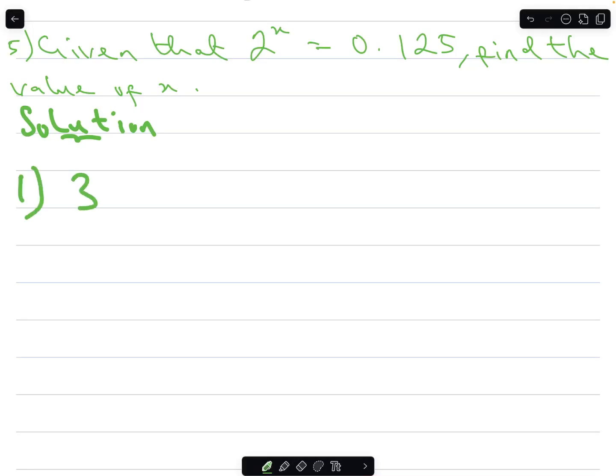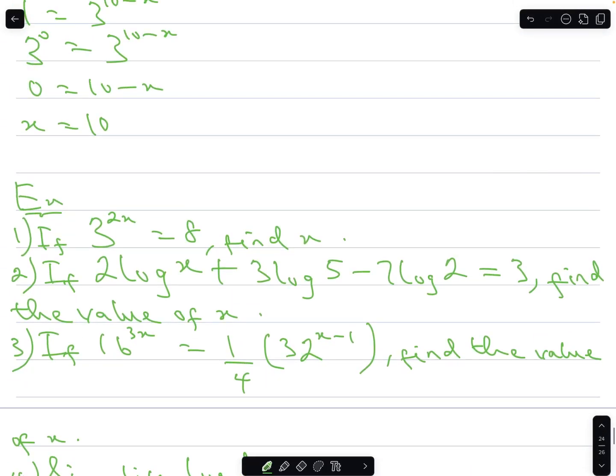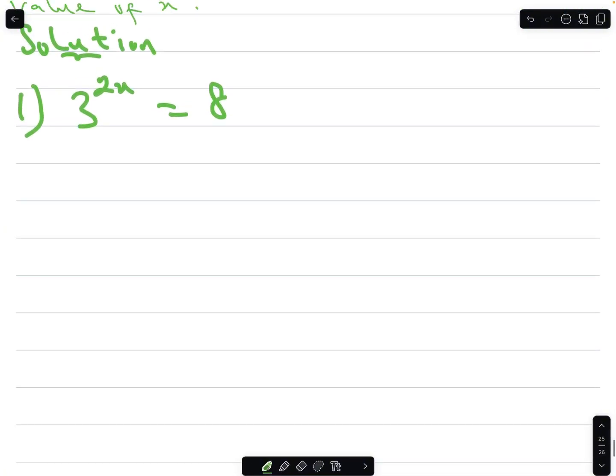Number 1. 3 raised to the power 2x equals what? 8. A bigger, larger font. What does that mean? Is it 3 raised to the power 2x? Yeah, 3 raised to the power 2x equals 8. Find x. How do you find x?